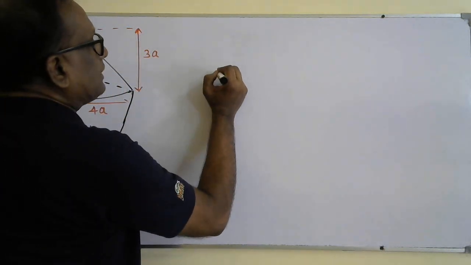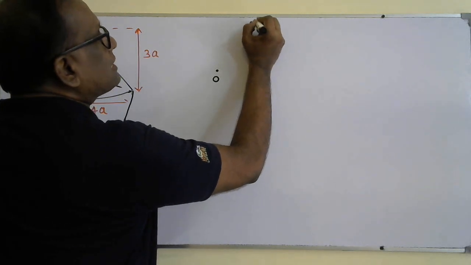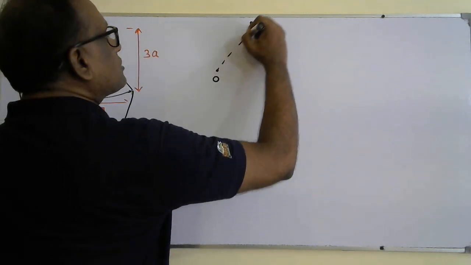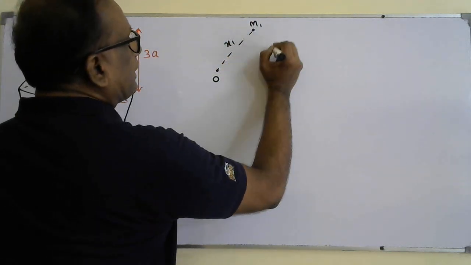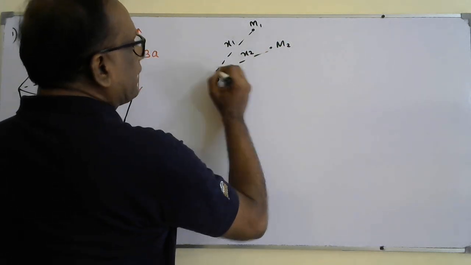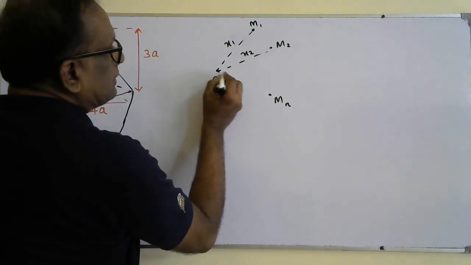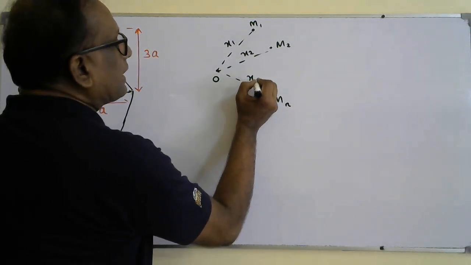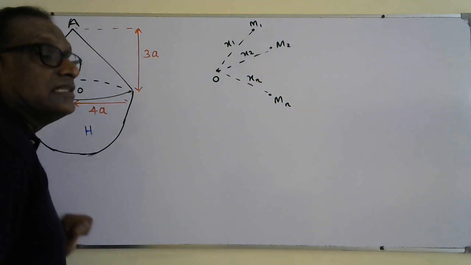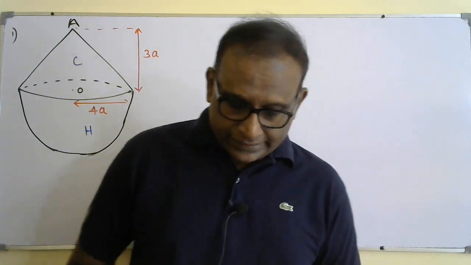So for example, from this point O, there are many different particles. Its mass is m1 at a distance of x1. There is a particle m2 at a distance of x2. Like that, there are many particles. There is a particle mn. Its distance is xn. So there are different point particles. It doesn't matter, we can take them as point particles.